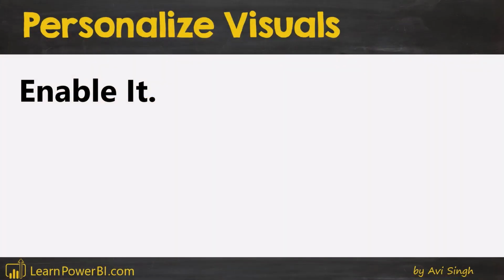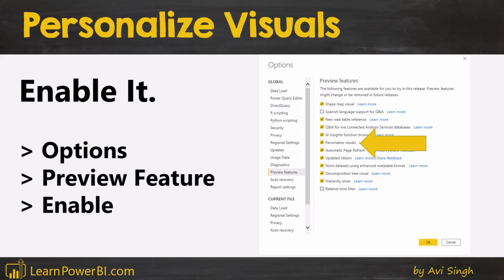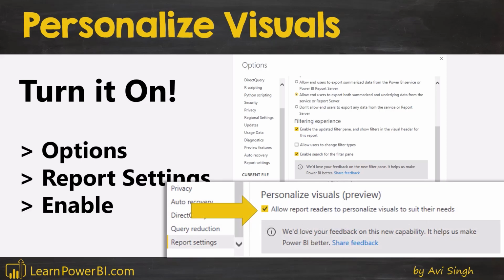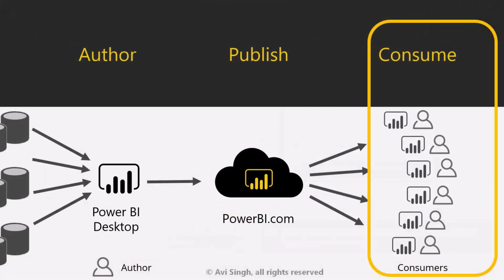So this is what you need to do to use it. First, you need to enable it. This is a preview feature, so go into the previews option and enable that. And then you need to turn it on in report settings. But once you have done that, then users are going to have the ability to personalize their visuals once they're published to PowerBI.com.